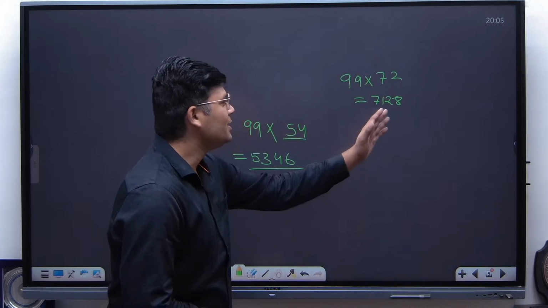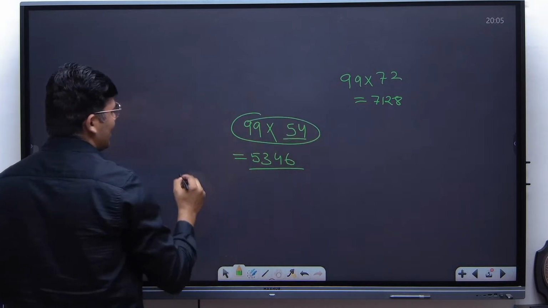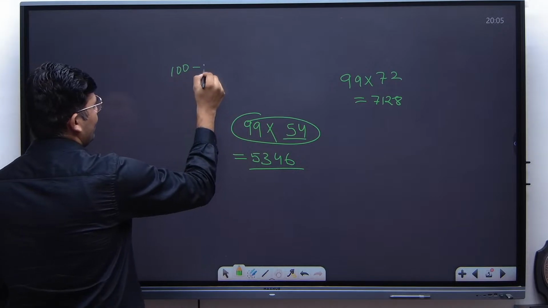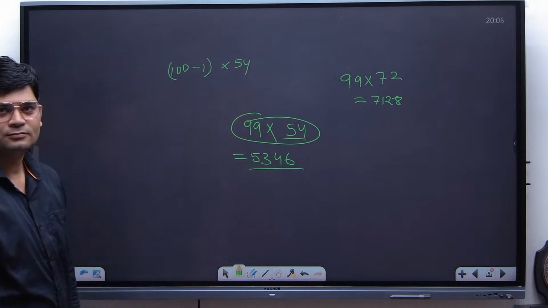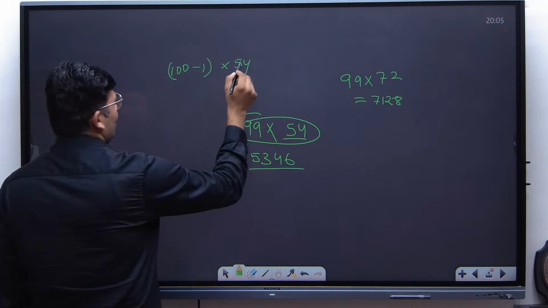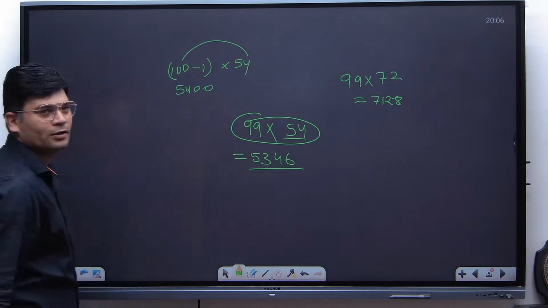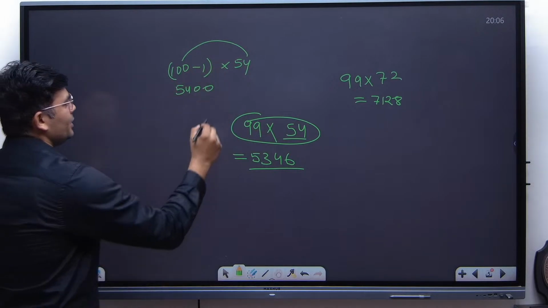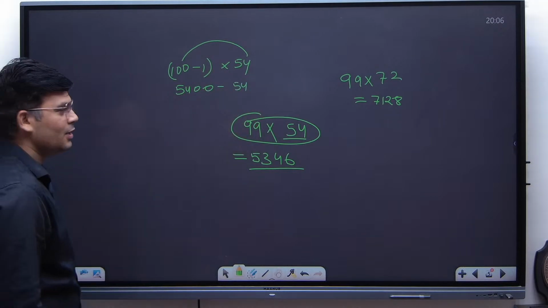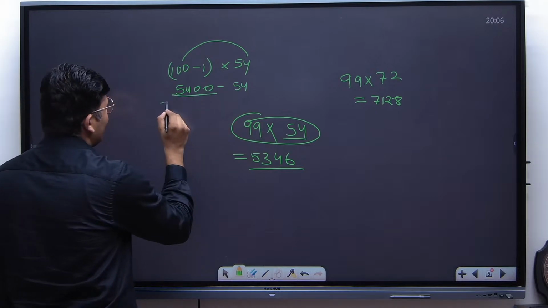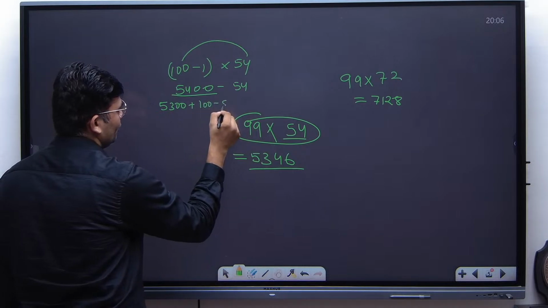Now how is this coming? See this. This 99 can be written as 100 minus 1, into 54. Can I write like this? Yes. Now say this. 54 into 100 is always going to be 5400, and 54 into minus 1 is going to be minus 54. Now 5400 can be written as 5300 plus 100 minus 54.